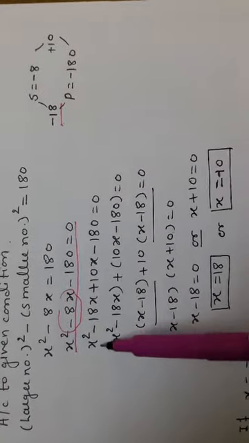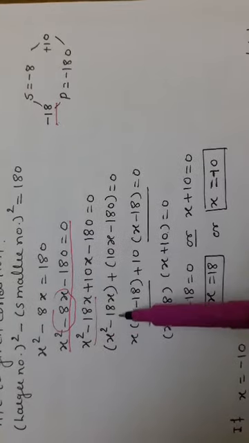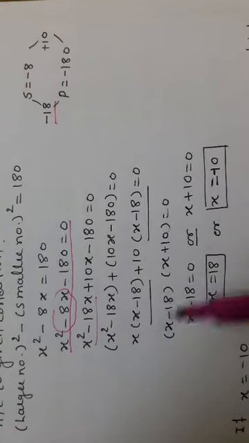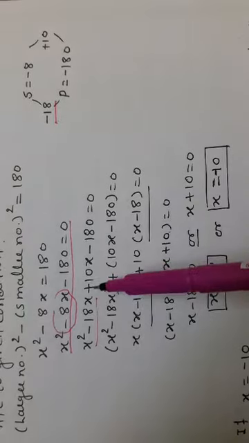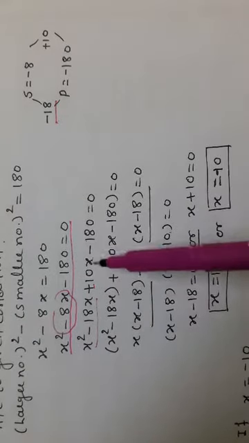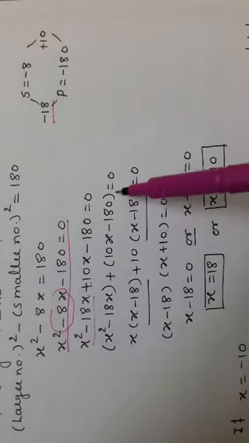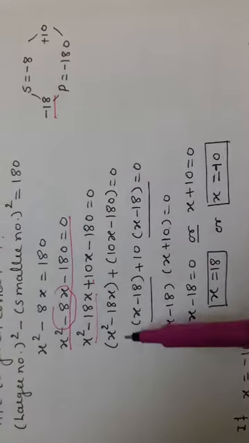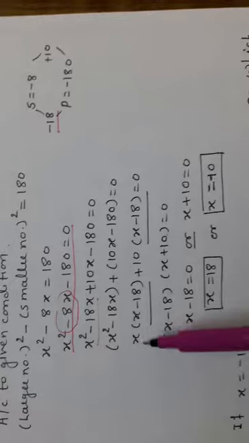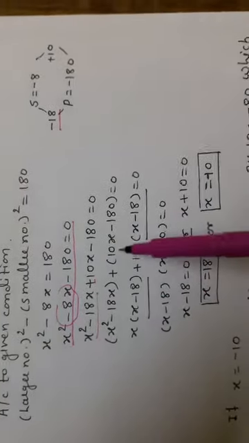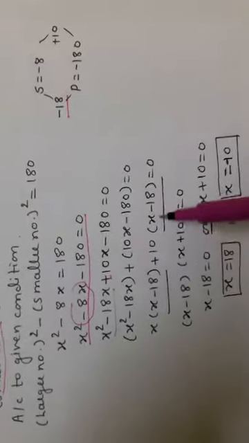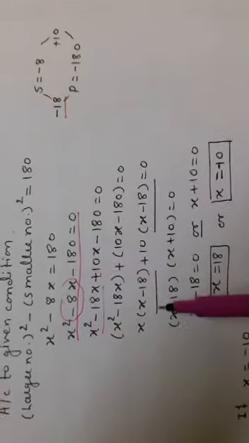Next step we have to do grouping. x square minus 18x in the first group, plus 10x. Here there is a plus sign, that's why there is no change in the next two terms. So 10x minus 180 is as it is, which is equal to 0. Are you finding that from this bracket x is common, x minus 18, and from this bracket 10 is common, x minus 18, which is equal to 0.